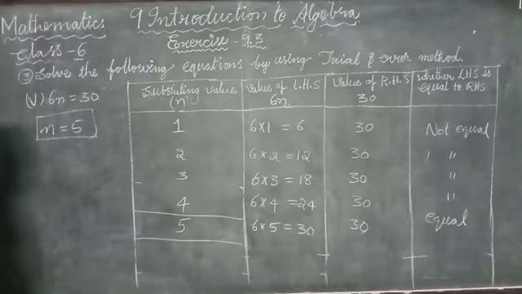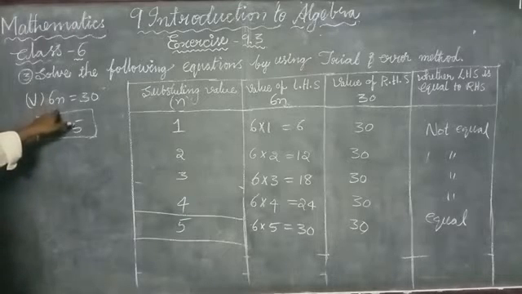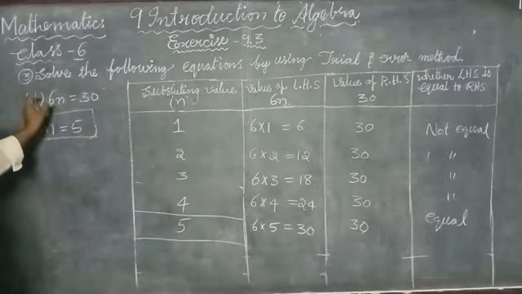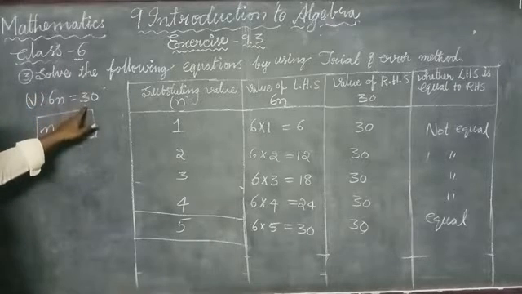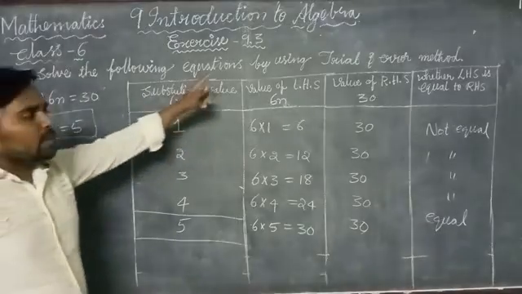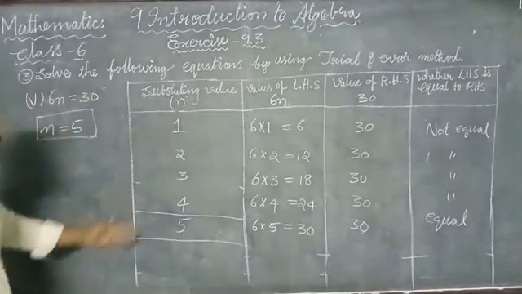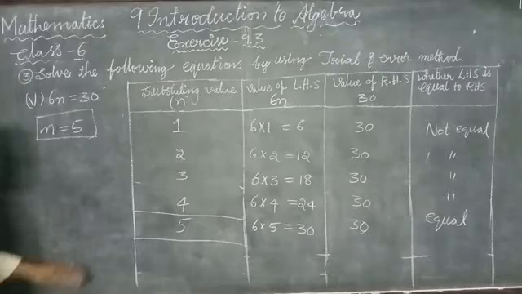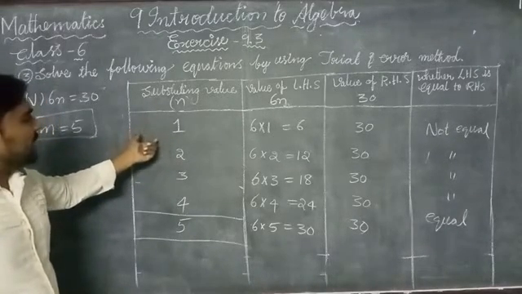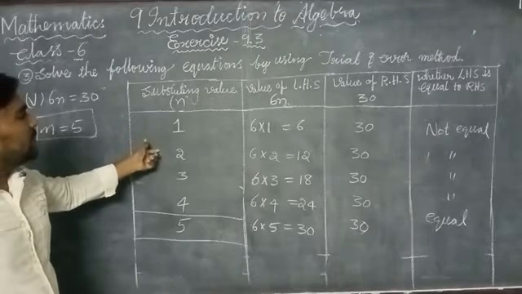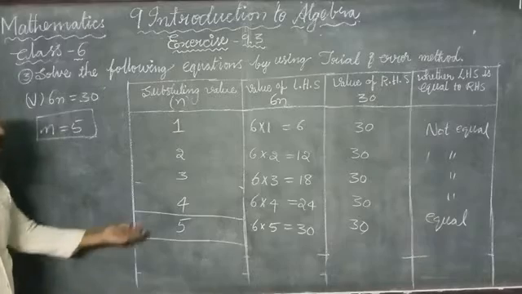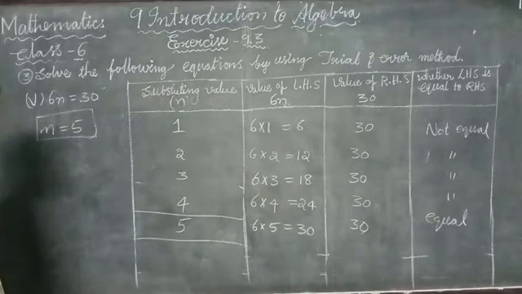Once again, here is the given equation: 6n equals 30. Here 6 into n is the left hand side part and 30 is the right hand side part. We have to substitute the n value by the trial and error method: 1, 2, 3, 4, 5 and so on. Now we have to check at which value of n we get the solution. By using the trial and error method we can get the n value in this way.